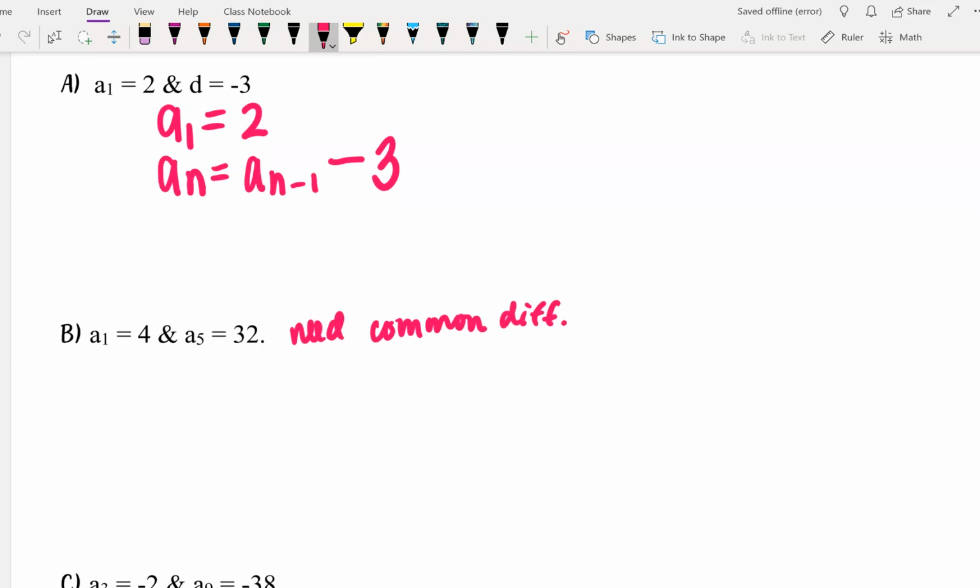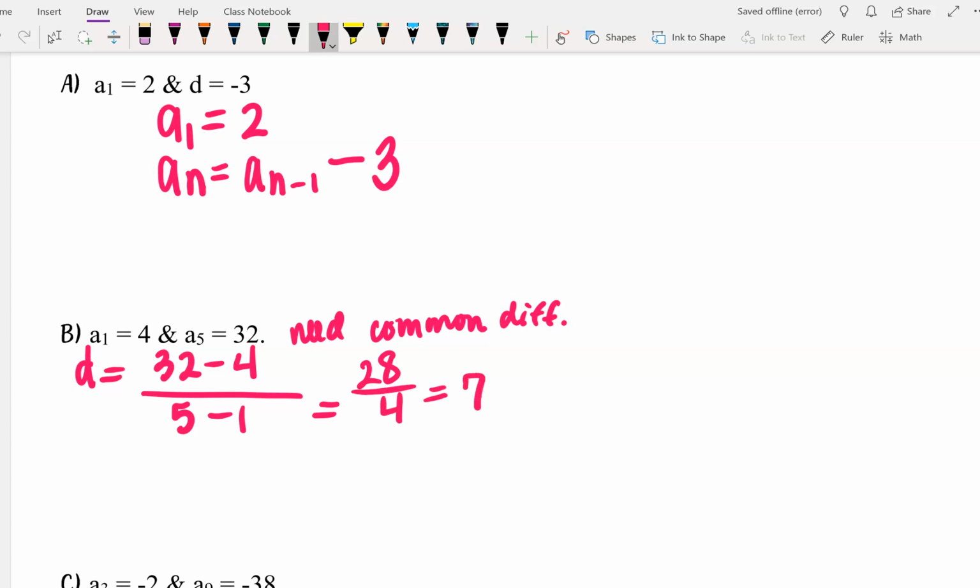So just like we did in the last video, we're going to take our actual terms and subtract them, and then divide them by the term number. So we have 32 minus 4, which is 28, and 5 minus 1, which is 4. So here our common difference is 7. To put it in recursive form, I still need my first term and I need my common difference. Those are the two pieces I have to have.